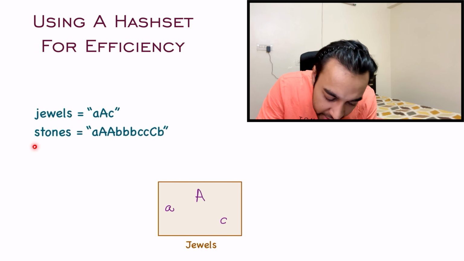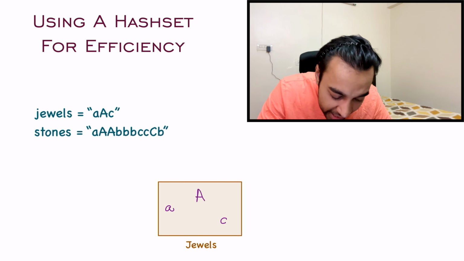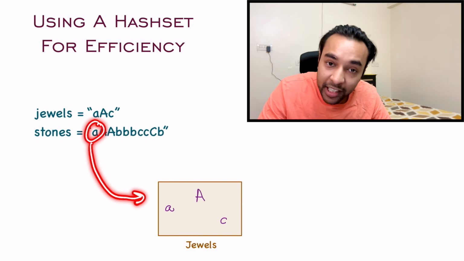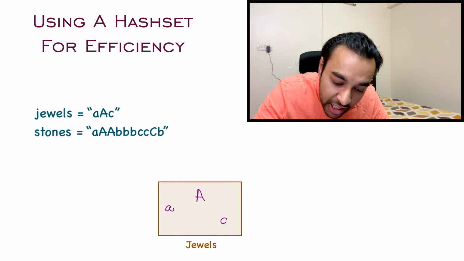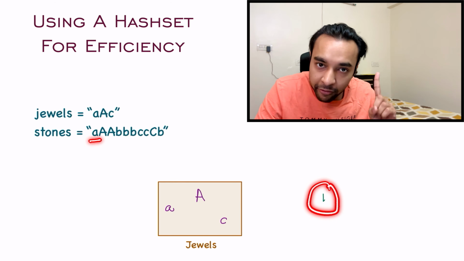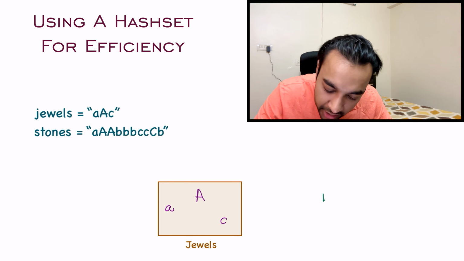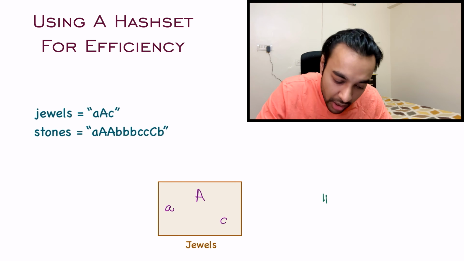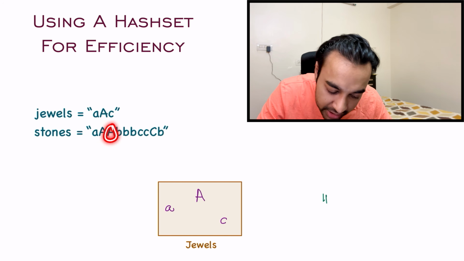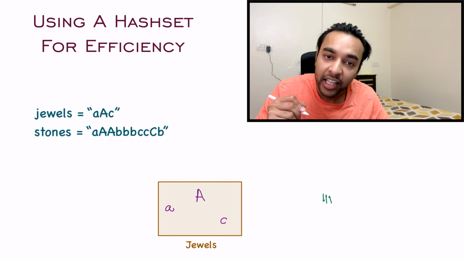Now try to iterate over your string stones, and check, hey, is my character present in my set? If yes, just increment your counter by 1. So I found a small a, I incremented by 1. Move ahead now. You see a capital A. A capital A is also present, so your counter becomes 2. Move ahead, you see a capital A once again. This is once again present, so you increment your counter by 1 again.